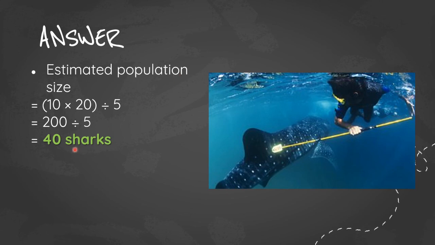So, once again, we started the question with 10 sharks being captured in the first sample, and we're going to multiply that by the 20 sharks captured in the second sample, and we want to divide that by the number of sharks that were already marked, meaning they would have belonged to the first sample, which the question said was 5. So it's 200 divided by 5. The estimated population size is 40 sharks.